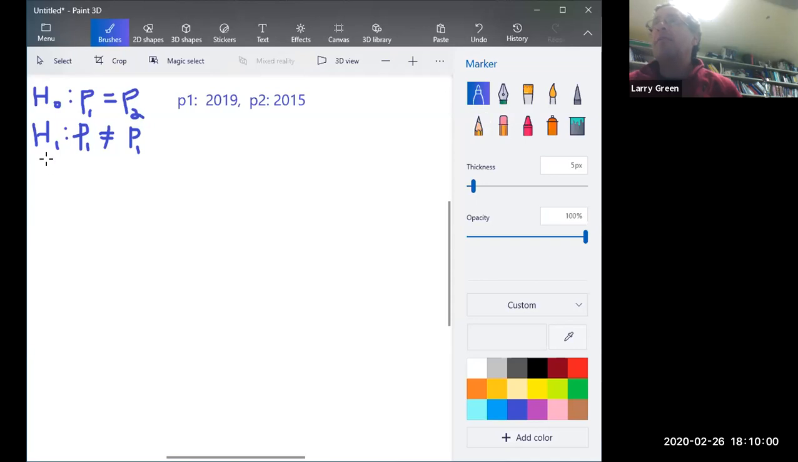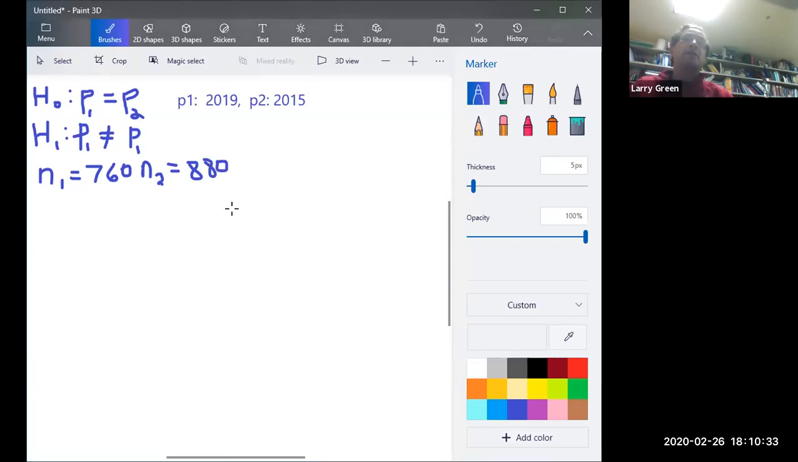Okay, we also know, or you may not know, but I read through the article, N1 was 760. And N2 was 880. So they asked more people a while back. Okay, and that's in the article.